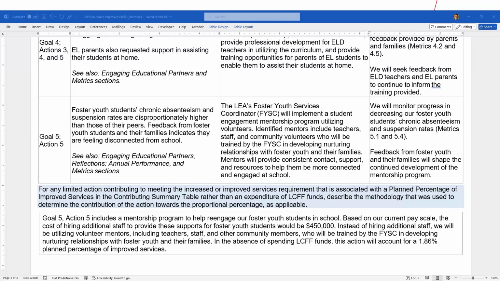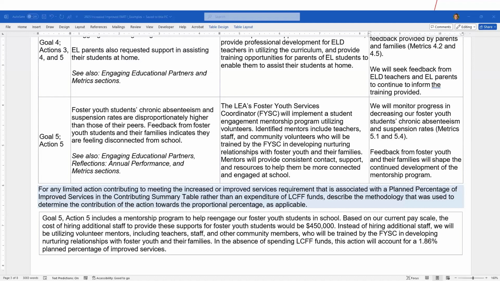You still have to monitor progress. Obviously, this LEA has decided to monitor progress in decreasing foster youth students' chronic absenteeism and suspension rates. Those are metrics 5.1 and 5.4. They would be in the LCAP. They would be disaggregated by foster youth students' data as well to determine if this is effective for the foster youth students. And then also you'll get feedback from the foster youth and their families to help shape the program and continue it, right? So because this limited action, Goal 5, Action 5, does not have LCFF funding, but is still a contributing action, it will have what we call a planned percentage of improved services.